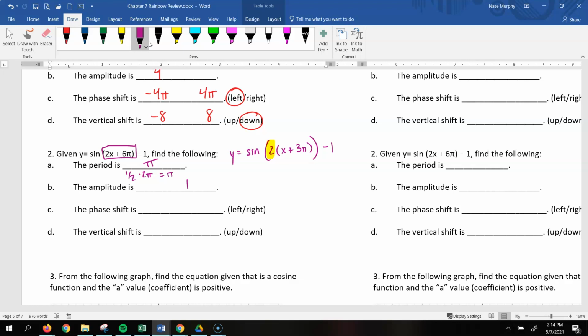The phase shift is what's happening right here. So we take the opposite of that, remember. The opposite of plus 3 pi would be left 3 pi or -3 pi. So we could say 3 pi to the left or -3 pi. And the vertical shift would be -1, or if you said that it's going to move 1 unit down, that would be fine as well.